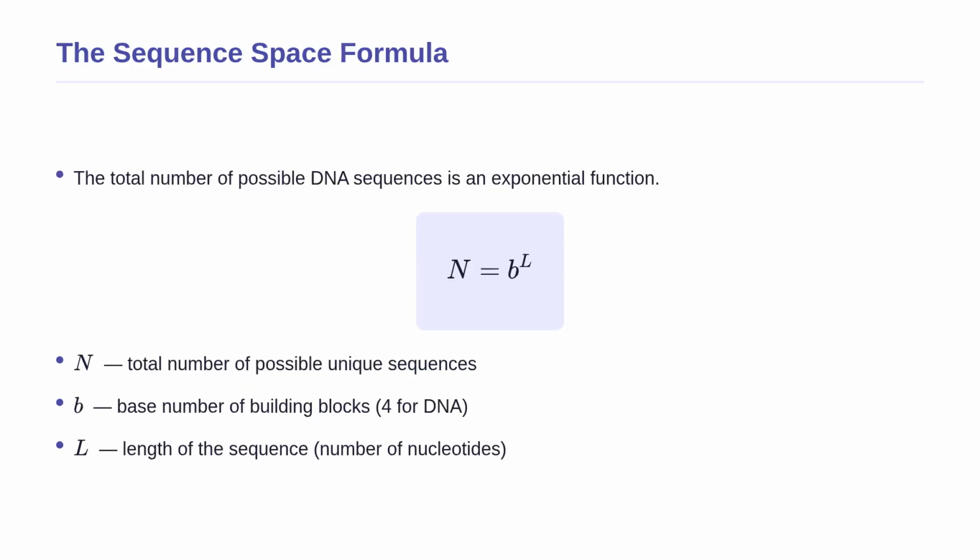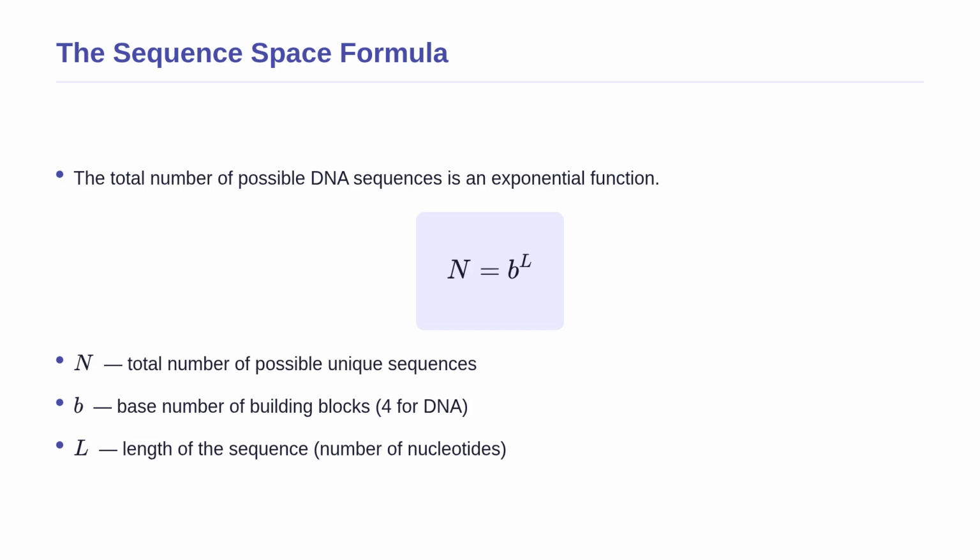To calculate this sequence space we just discussed, we use a specific mathematical formula. The formula is n equals b raised to the power of L. Let us break down what each symbol means. N represents the total number of possible unique sequences that can exist.